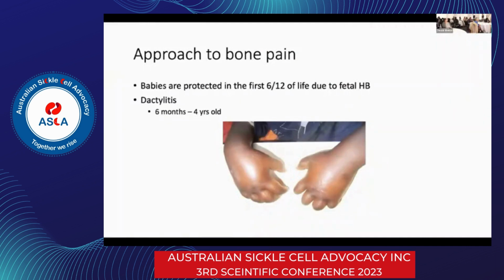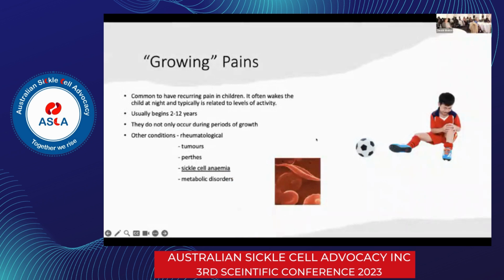Luckily for us, we don't see children under 6 months typically with bone pain, and dactylitis is often from 6 months of age due to fetal hemoglobin. But from 2 years onwards, we do see kids quite often with bone pain or growing pain. It can be really hard to differentiate what's going on, and often the history tells you what might be the story. We do have a list in our head of things we approach for bone pain for kids.